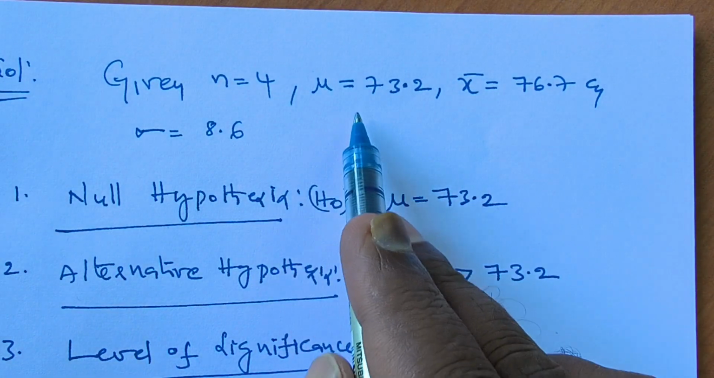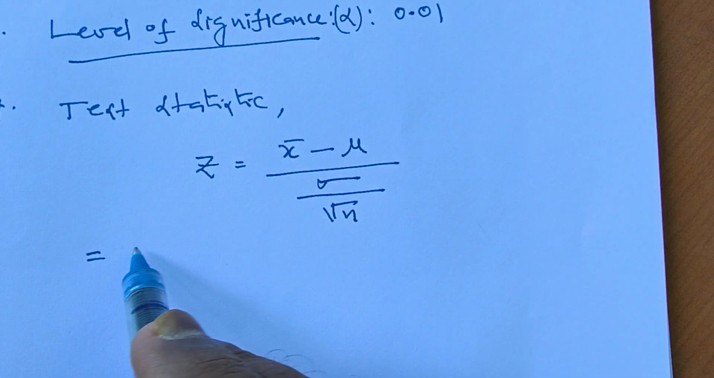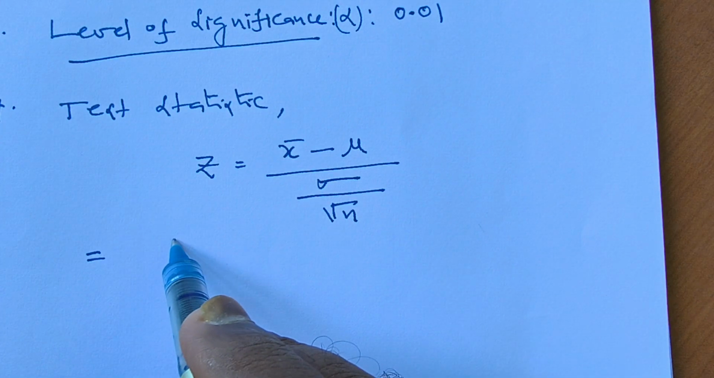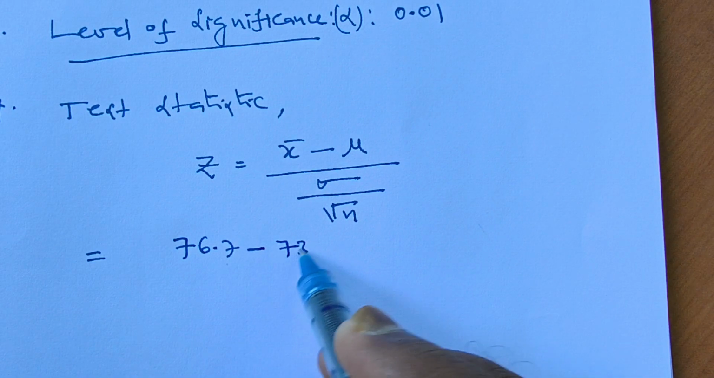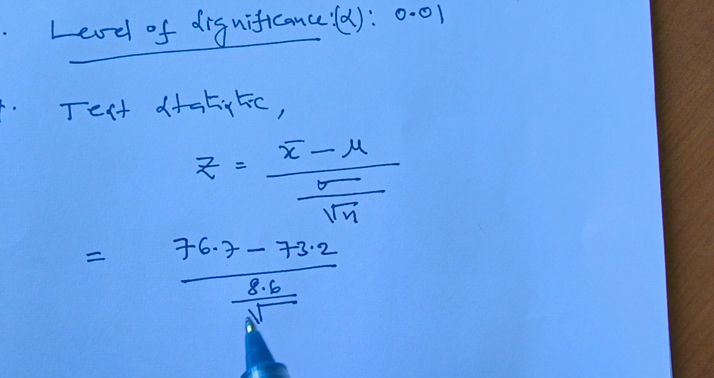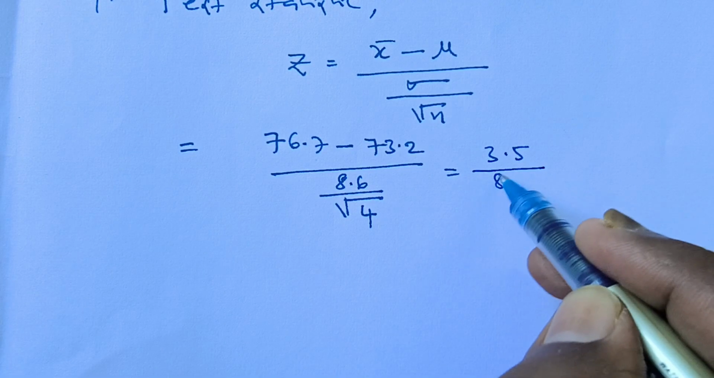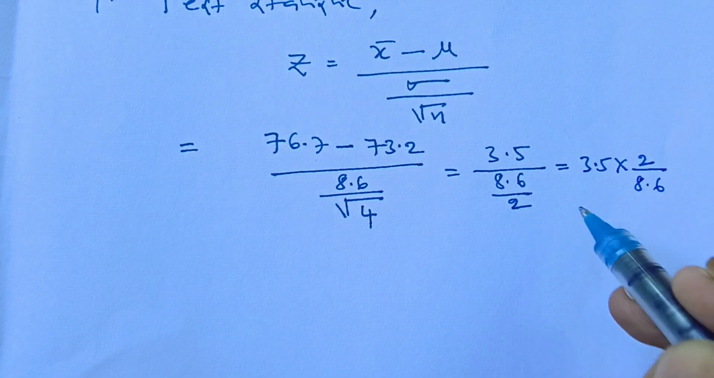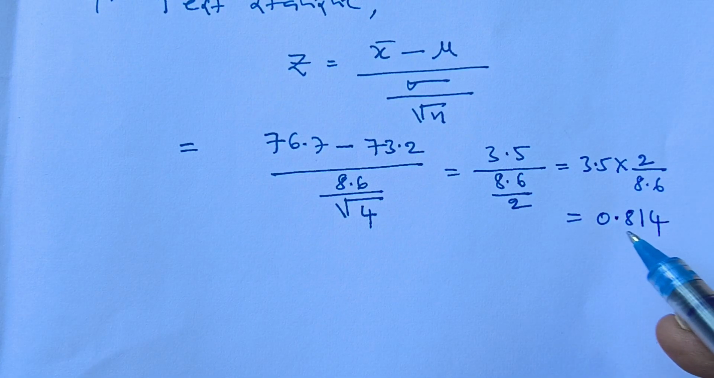So substitute the required values in the formula. Here z equals x bar. What is the x bar value here? The x bar value is 76.7 minus the mu value 73.2, by the sigma value 8.6 by root n, where n is 4. By simplifying this, the numerator value is 3.5 by 8.6 by 2. Now 3.5 into 2 by 8.6 gives the value 0.814.